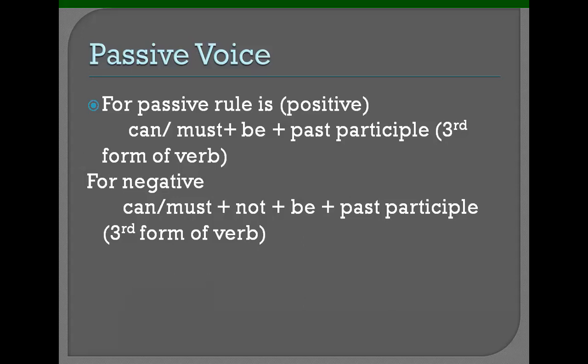third form of verb. Then for negative sentences, where we use not, what are we going to use? Again, the same rules are there, only we are going to add one word, that is not. Can, must, not, be, and the last one is past participle, means third form of verb. Now the same is written in your book. Just look at the book.